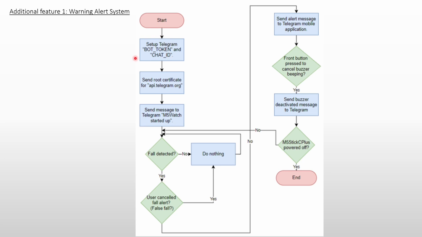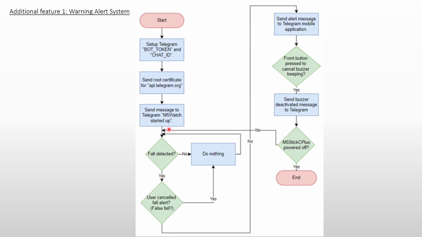For the alert system to the Telegram, we first need to set up the bot token and chat ID. And then after setting up the bot token and chat ID, we need to send a root certificate for the api.telegram.org. After the root certificate has been sent to api.telegram.org, a message will be sent to the Telegram mobile app stating the Fi watch has been started up successfully.